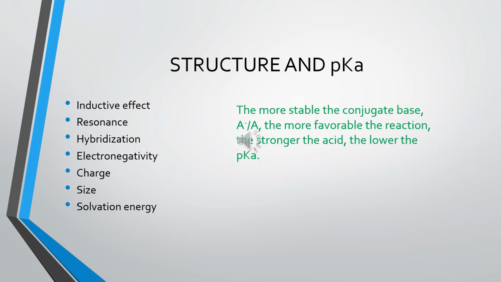There are, I list 7, maybe there are more. This is a pretty complete list. Let's say there are 7 structural factors that influence the acidity of an organic compound or of any chemical species, right? And remember, the more stable the conjugate base, which might be A minus or A, the more favorable the reaction, the stronger the acid, the lower the pKa. Let's look at these structural parameters and how they affect acidity.